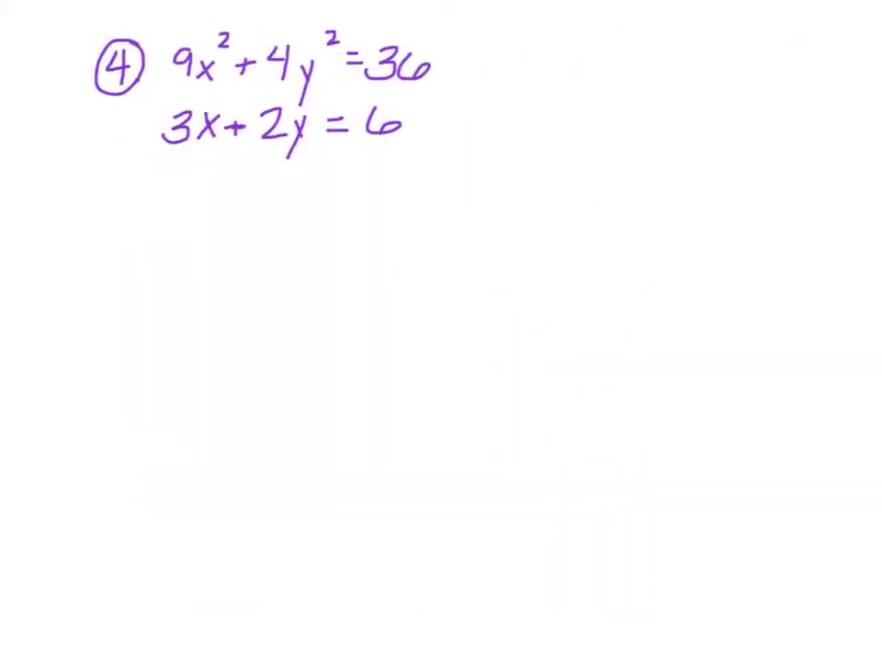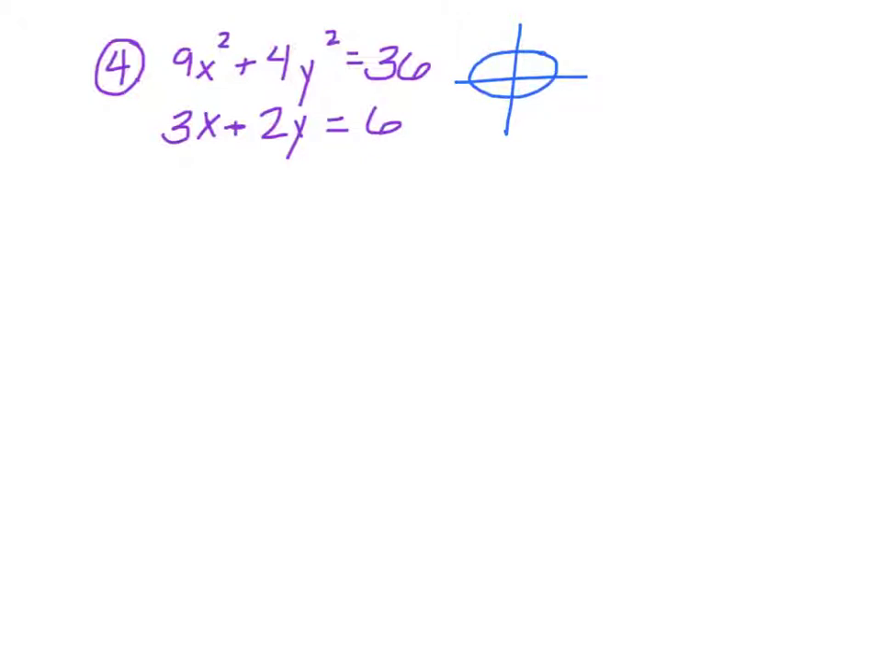Okay, on to number 4. 9x squared plus 4y squared equals 36. That's an ellipse. I know that because these two numbers are different. You have both x and y squared, and then you get your 36 over here. And I know this ellipse actually, I know exactly what it looks like. I know that it centers at the origin, and it's about like that.